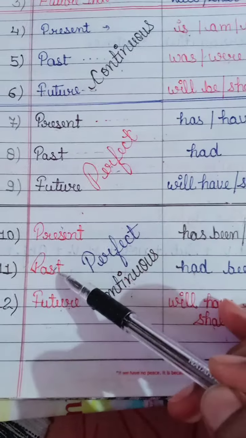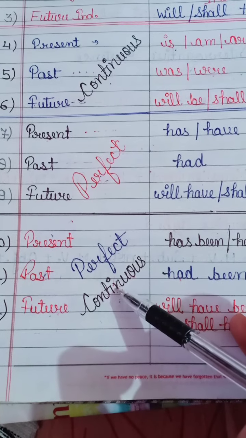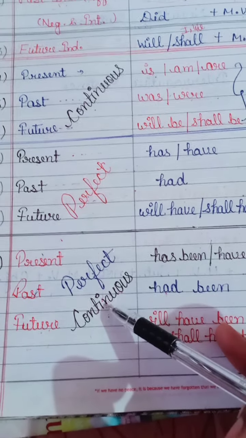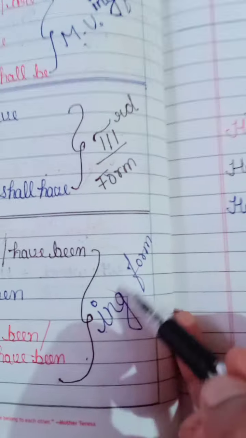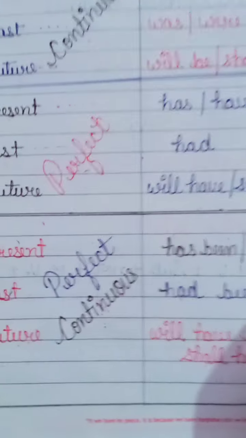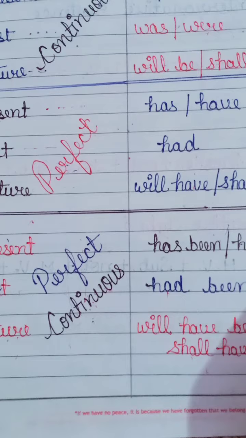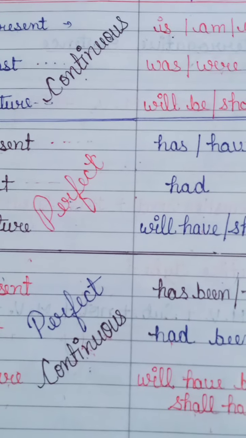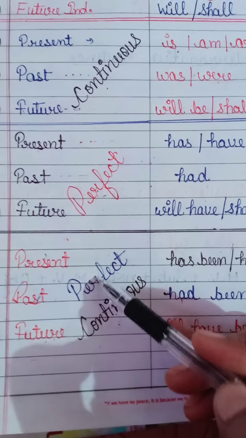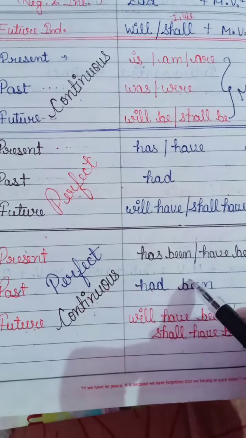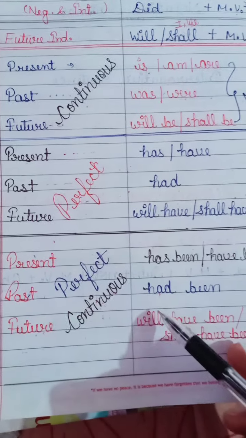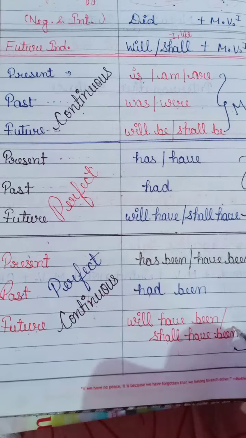Next, present, past, future perfect continuous. As I have already told you, if there is continuous, then the main verb will be the ing form, so we don't need to bother about the main verb. Present perfect continuous: has been, have been. Past perfect continuous: had been. Future perfect continuous: will have been, shall have been.